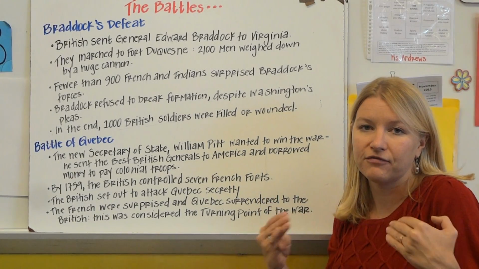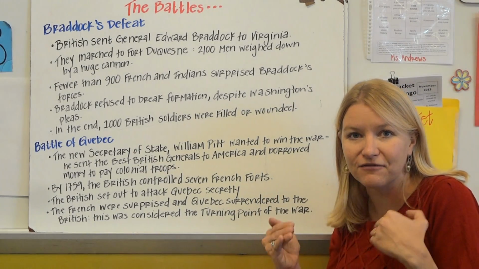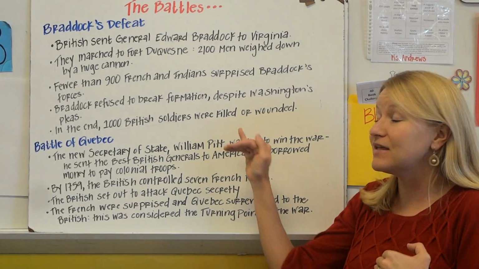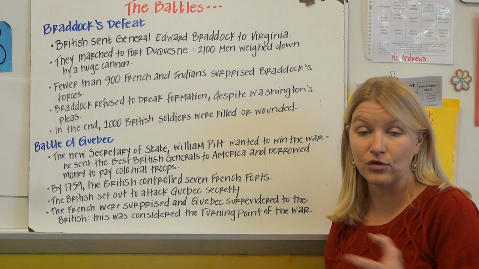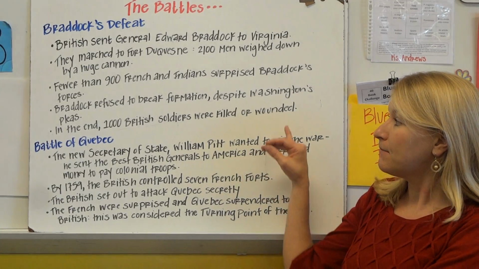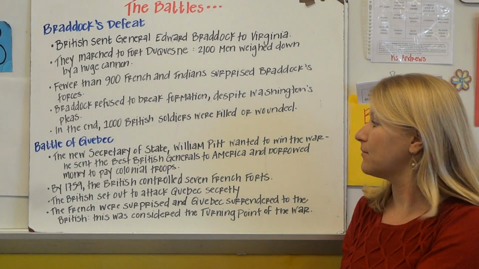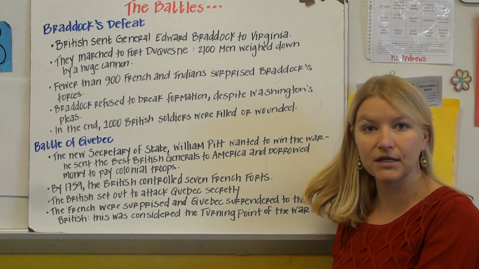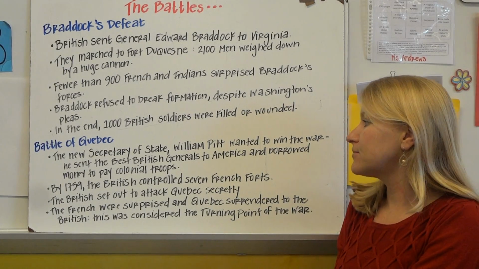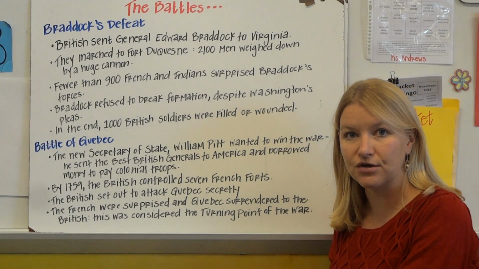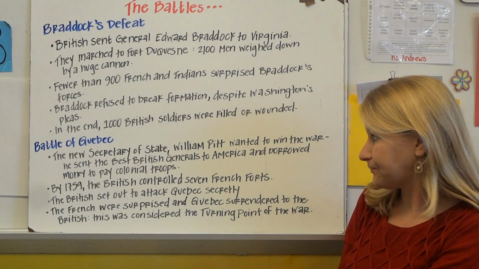Braddock ended up having like four or five horses shot out from underneath him because he refused to give up these lines. So in the end, over 1,000 soldiers were killed or injured, and the British lost this battle. But things are going to change when there's a new Secretary of State, and his name is William Pitt. He really, really wanted the British to win this branch of the Seven Years' War. So he sent some of the strongest British generals to the Americas in order to find this success.